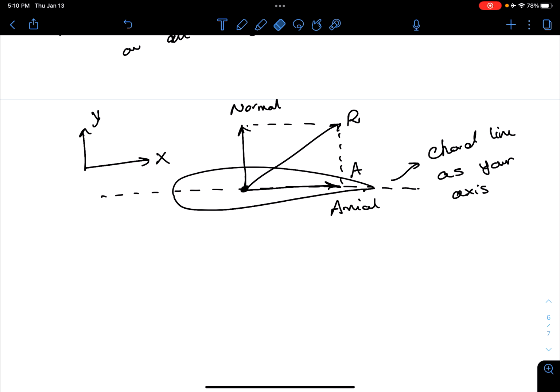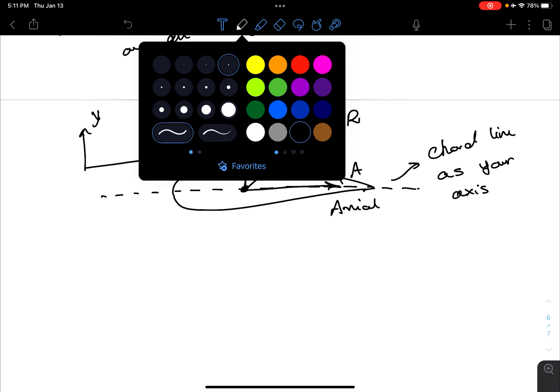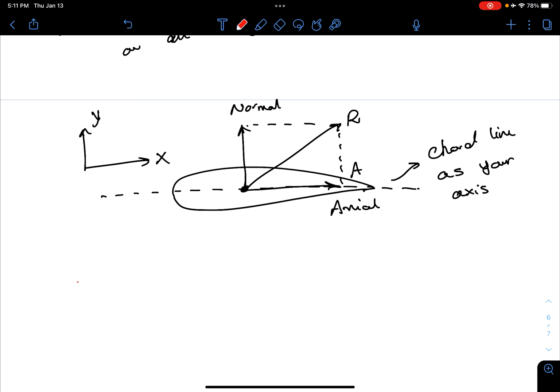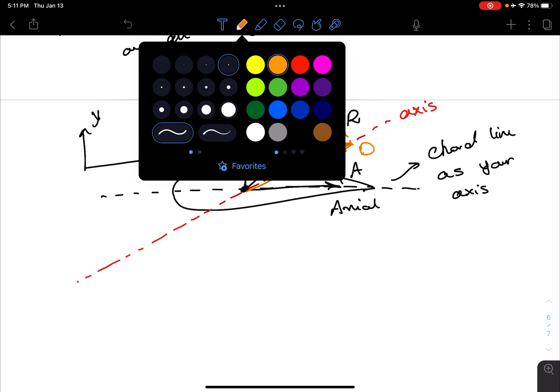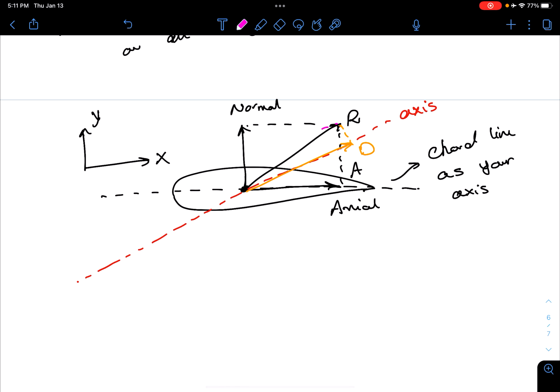Let's say we have this angle of attack alpha. Let me change colors here. Let's say this is the path your flight is taking. We can use this as the base axis. If we do that, then we are going to call the components drag, and I'm just choosing random colors, and lift.